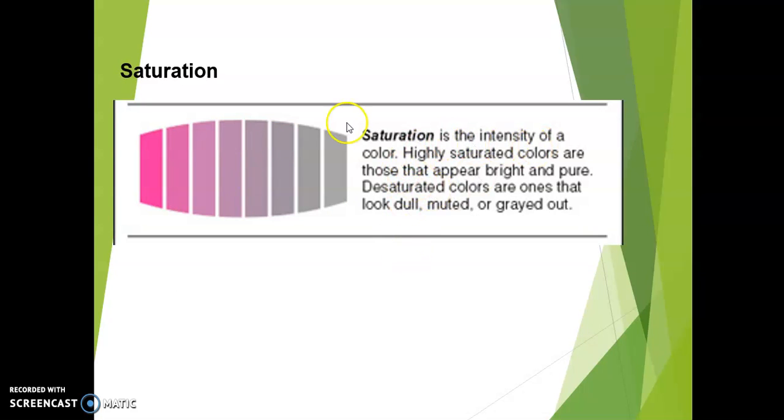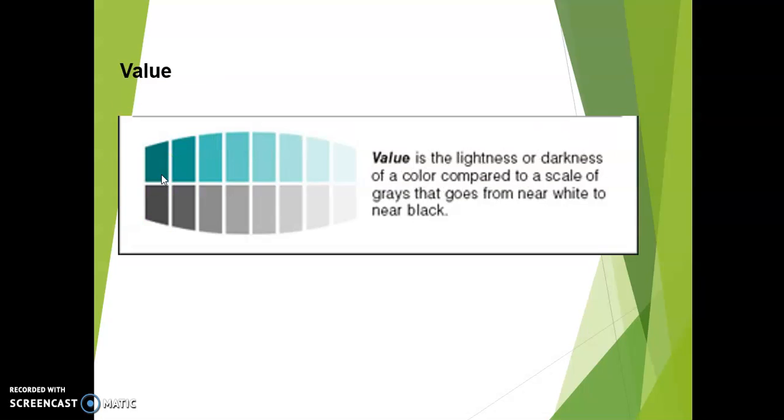Saturation is the intensity of a color. This one would be known as a highly saturated color. This one would be known as a low saturated color. So when somebody says lower the saturation of your color, that means they want you to go towards a dull or muted color. If they want high saturation, then they want a high intensity color. Value is the lightness or the darkness of a color. Value is a range of color from the darkest to the lightest.